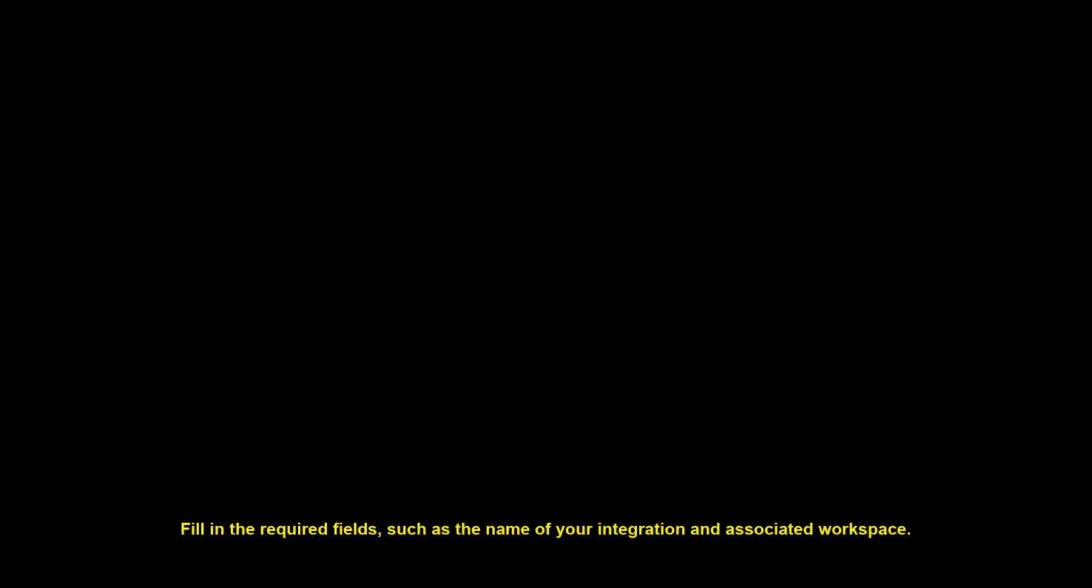Fill in the required fields, such as the name of your integration and associated workspace. Make sure to set the integration's capabilities according to your needs. After filling in the necessary information, click the Submit button. You will receive an integration token or API key upon successful creation. Copy this integration token as you will need it for authentication.